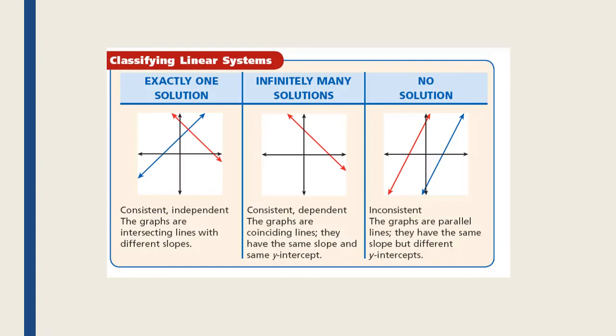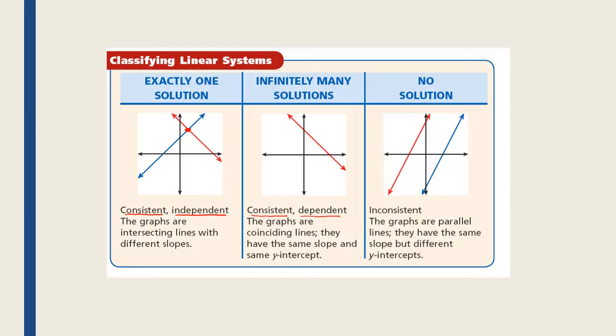So the first example that we see is consistent and independent. All right, it's consistent because the graphs are intersecting lines with different slopes. So this slope is negative, this one's positive. They have exactly one point that's in common.